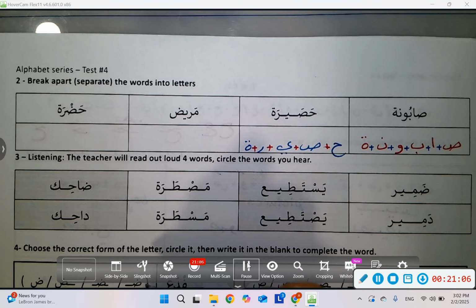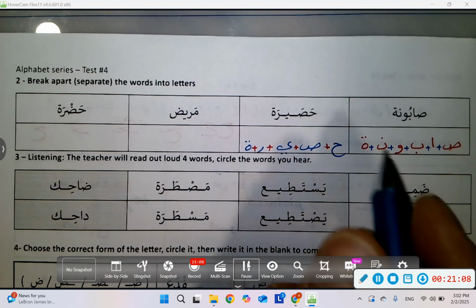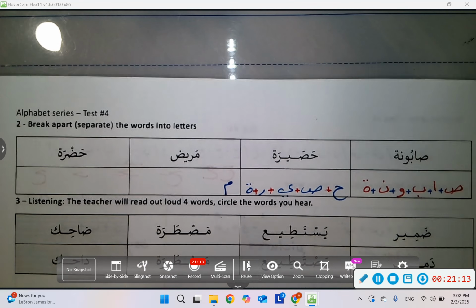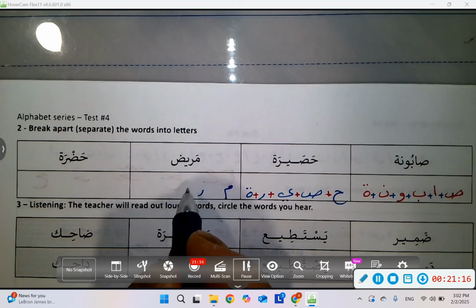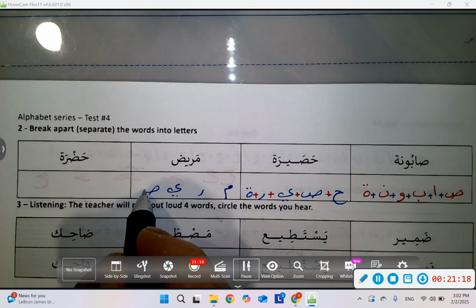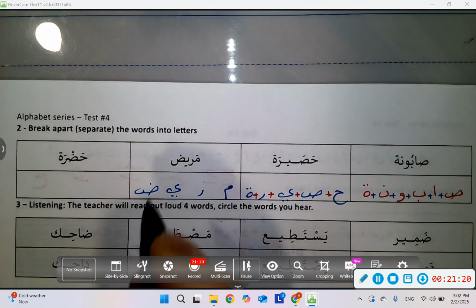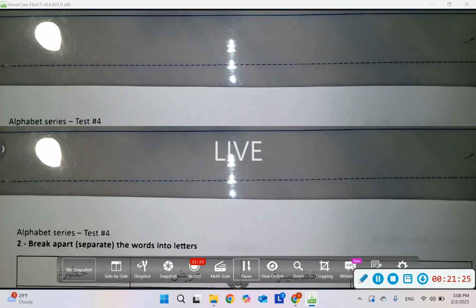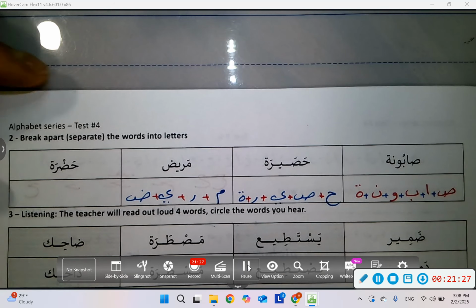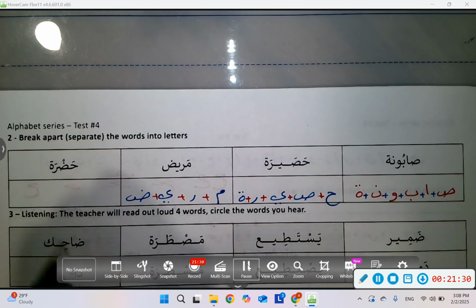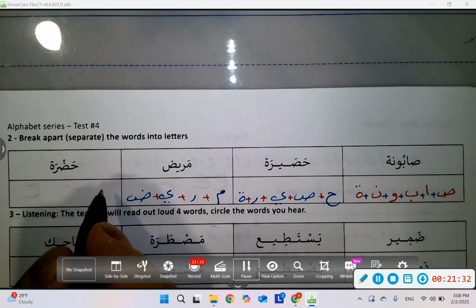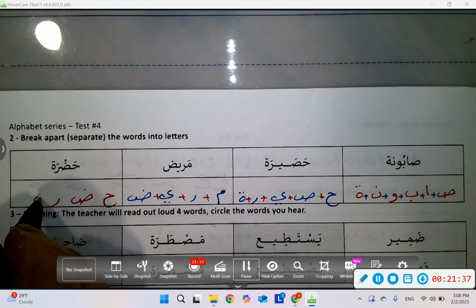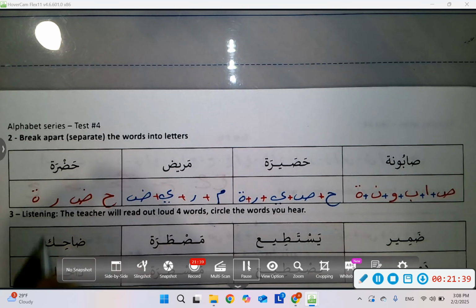مريض. This is meem. This is ra. This is ya. This is dad. ضاد. حضرة: حاء, ضاد, راء, تاء مربوطة.